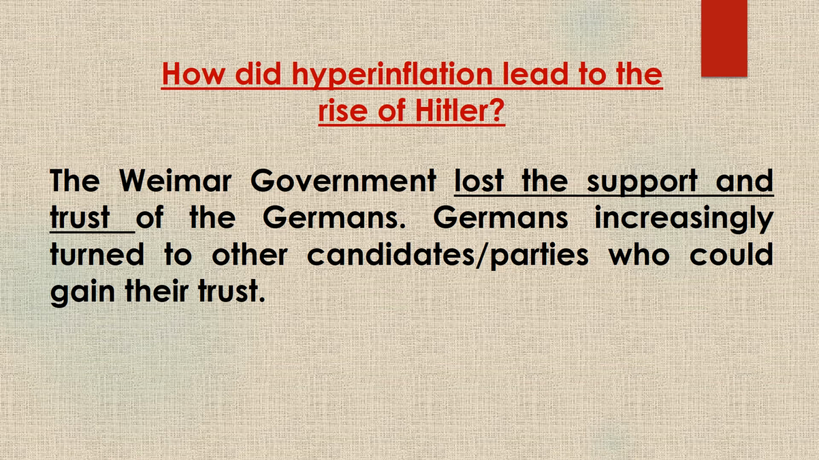Number one, the Weimar government loses the support and trust of the Germans, and the Germans increasingly turn to other candidates or parties who could gain their trust. Having said that, unlike the previous explanation, you notice that I did not make a direct link to Hitler here. The reason why is the hyperinflation incident occurred in the 1920s, still very early on, because Hitler will only rise to power in 1933. So hyperinflation cannot be said to be a direct reason for Hitler's rise to power, but rather a reason for why people lost the trust that they had in the Weimar government.